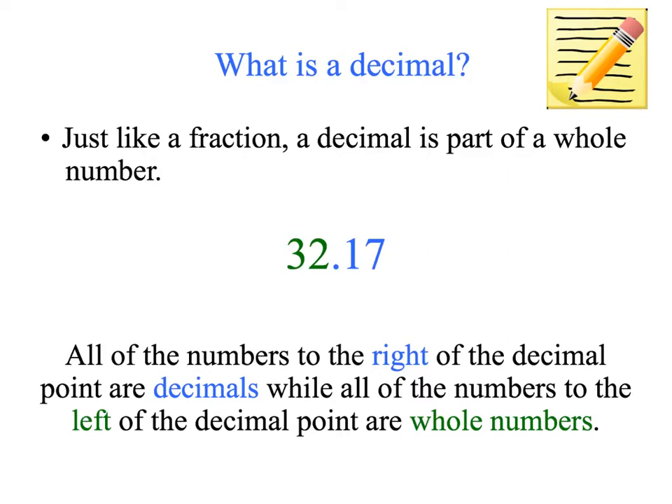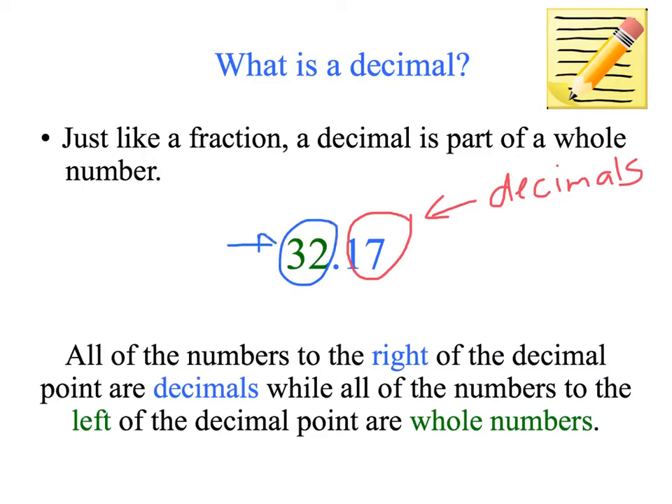All the numbers to the right of the decimal point, so these ones here, all the numbers to the right of the decimal point are decimals. And all the numbers to the left of the decimal point, so it's a whole number. Okay, so of course you need to write this down.